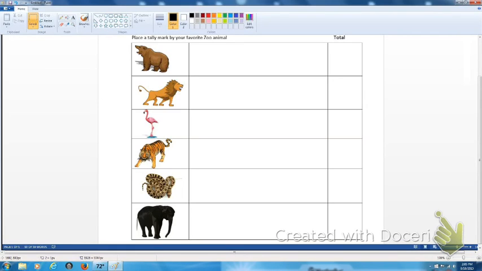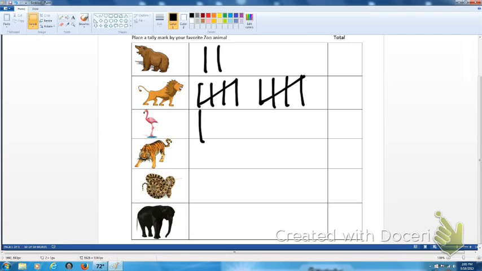Here is the data that resulted. The bear had a total of 2. The lion was liked by 10 students. The flamingo by 6. The tiger was most popular with a total of 12.